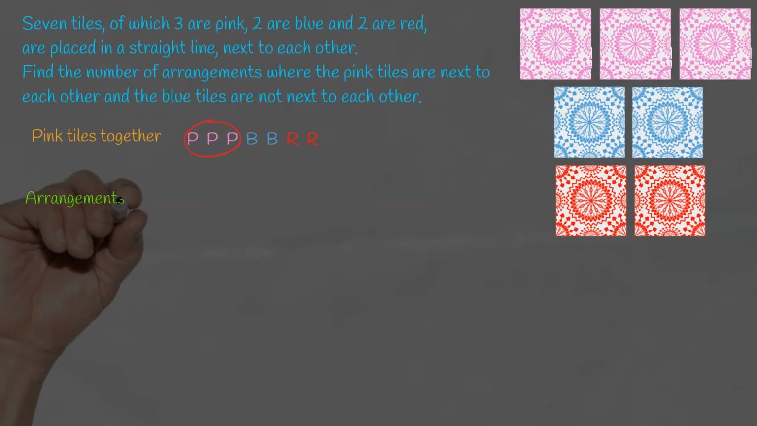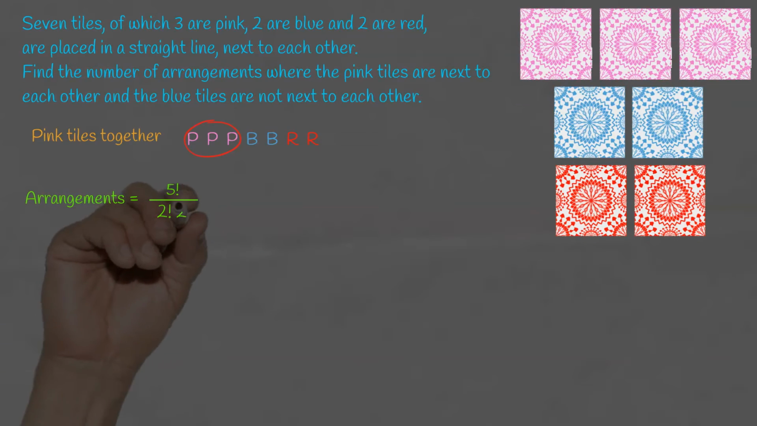So the number of arrangements is 5 factorial, but we have to divide by 2 factorial, 2 factorial, because there are 2 blue tiles and they can be switched and the arrangement is still going to be the same, and the same for the red, they can also be switched. So there are 30 arrangements.